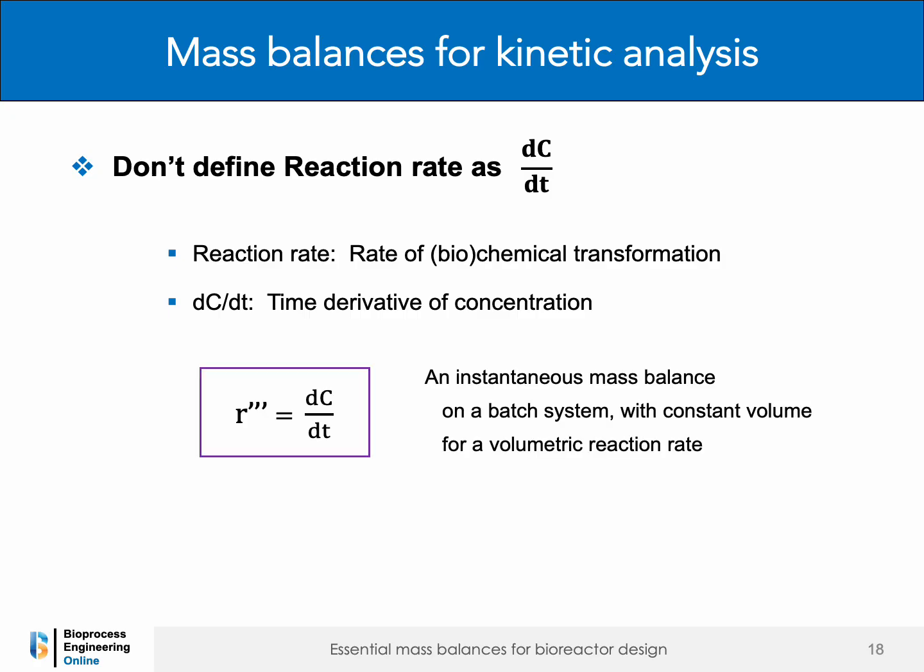Writing the reaction rate as dC over dt results from the instantaneous mass balance in the specific case of a constant volume batch reactor, when the reaction rate is expressed per unit volume. In all other situations, such as continuous reactors, fed batch operations, or variable volume systems, the reaction rate is not equal to dC over dt because inlet, outlet, and volume variation terms also contribute to the mass balance equation.